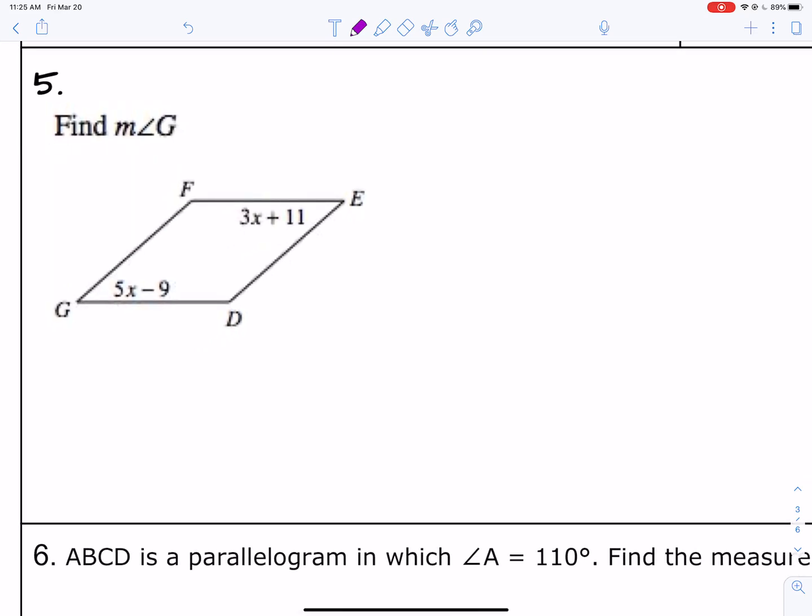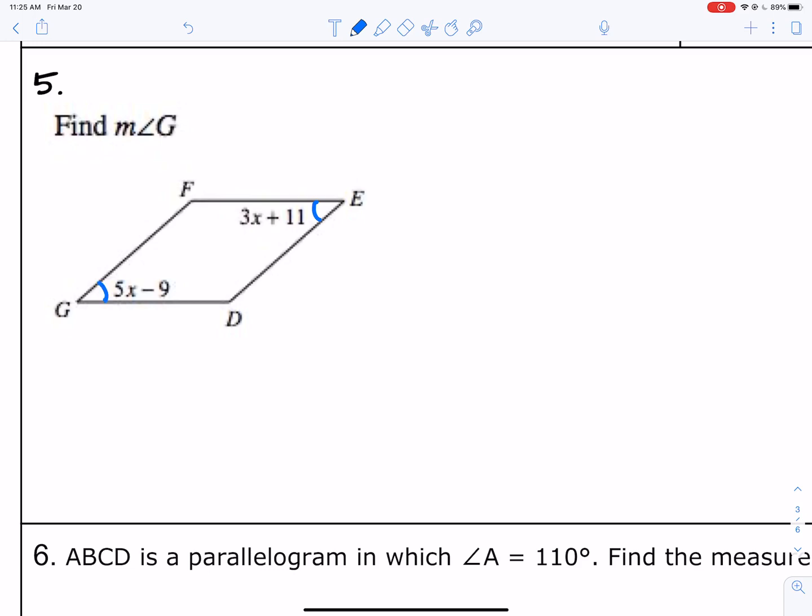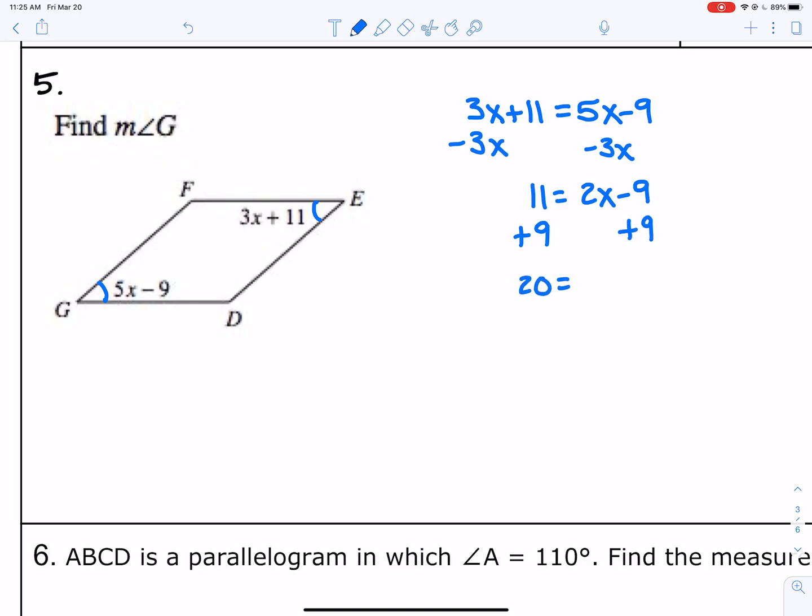Find the measure of angle G. So notice they've labeled the angles with some algebra. So let's solve. Based on the properties of a parallelogram, we know these are opposite angles and they are therefore congruent. So let's say 3x plus 11 is equal to 5x minus 9. So we need to first solve for x. So I'm just going to subtract 3x. I get 2x minus 9 equals 11. Let's add 9. So we get 20 equals 2x. And then divide both sides by 2. And so we get x equals 10.